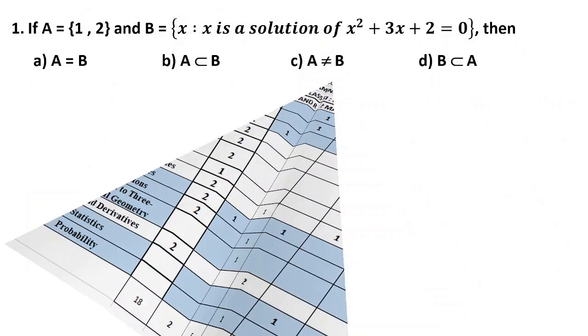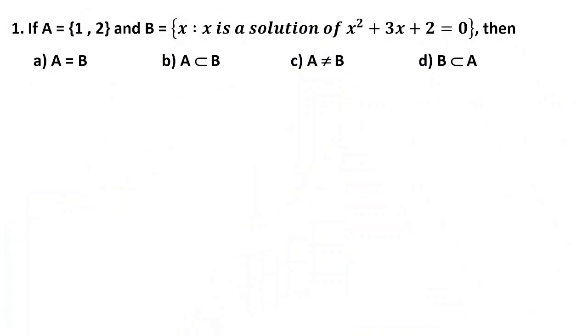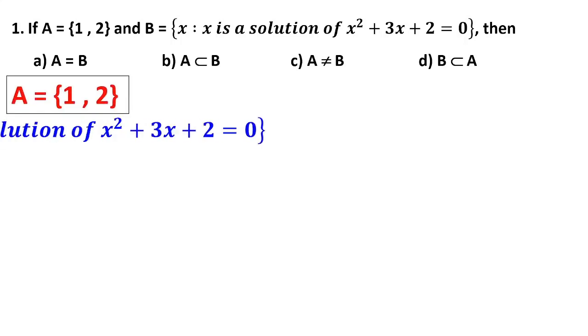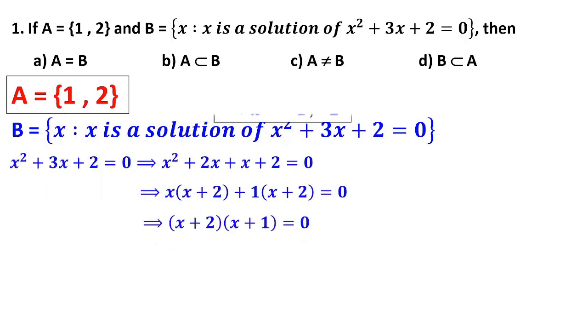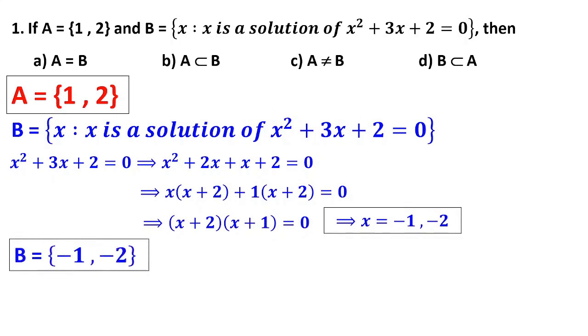Let us start. Question number 1. A is given as {1, 2}, B is given as the set of all x such that x is a solution of the quadratic equation x square plus 3x plus 2 is equal to 0. Then we have to check which is the correct answer. Here we have to check the relation between A and B. For that, let us write what is A and what is B. B is the solution set of the quadratic equation. Let us solve it. When you solve it, you get the values minus 2 and minus 1. Therefore, B is {minus 1, minus 2}.